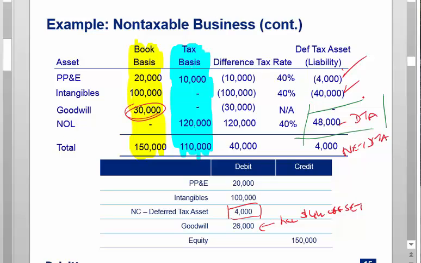Okay? But the point of this extra example is, okay, fine, take our base facts from earlier and now add an NOL. What does that do to the mix? All it does to the mix is it adds a potential deferred tax asset that we would have to account for as one more acquired thing.